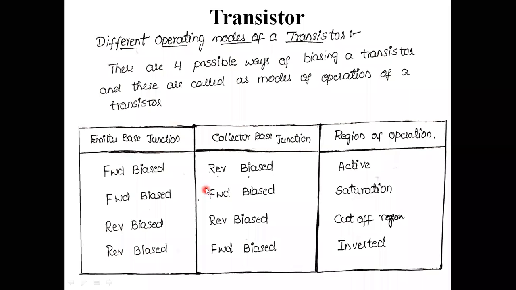There are four possible ways of biasing a transistor, and these are called modes of operation of a transistor. The different operating states of the transistor are determined by the biasing of the transistor, that is, the emitter base junction, the collector base junction, and the region of operation.